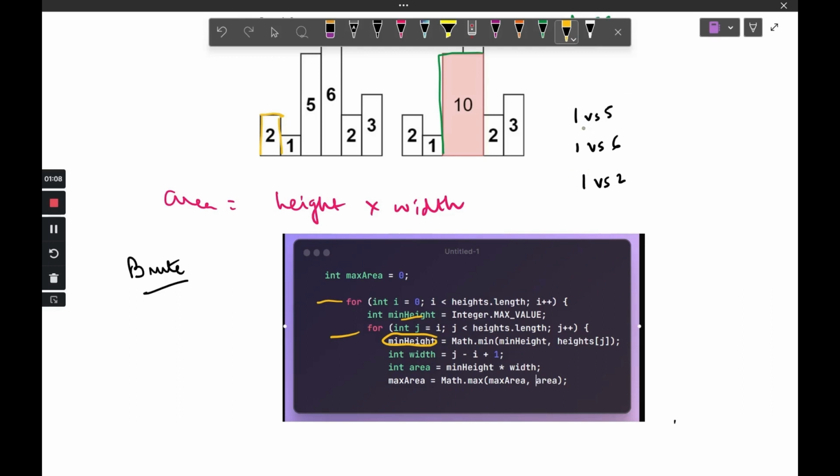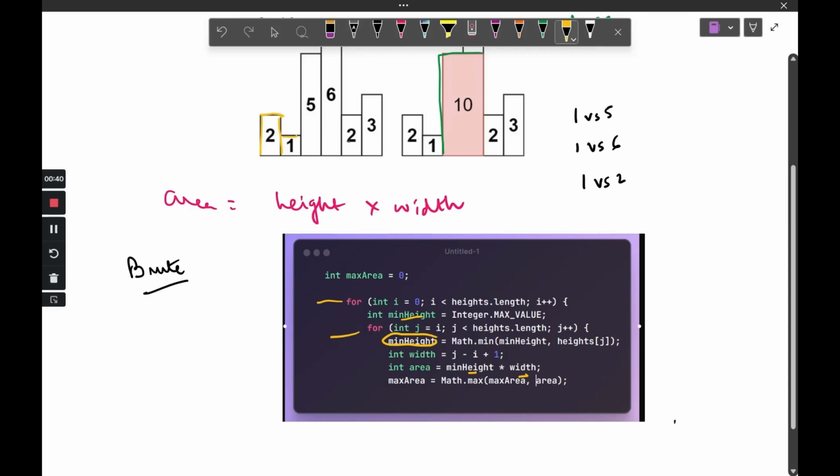I've written over here. If I consider this particular portion, 1, 5, 6, it is like 1 versus 5, 1 versus 6, which is the minimum out of this. 5, 6, 2, 3. Among all this, 1 is the minimum. So what we are getting? We are getting minimum height into width, and we are calculating the area. And that is how we are being able to calculate the area. If I don't get the minimum height, I will not be able to calculate it, because the minimum height is something which is going to go till the end of the array.